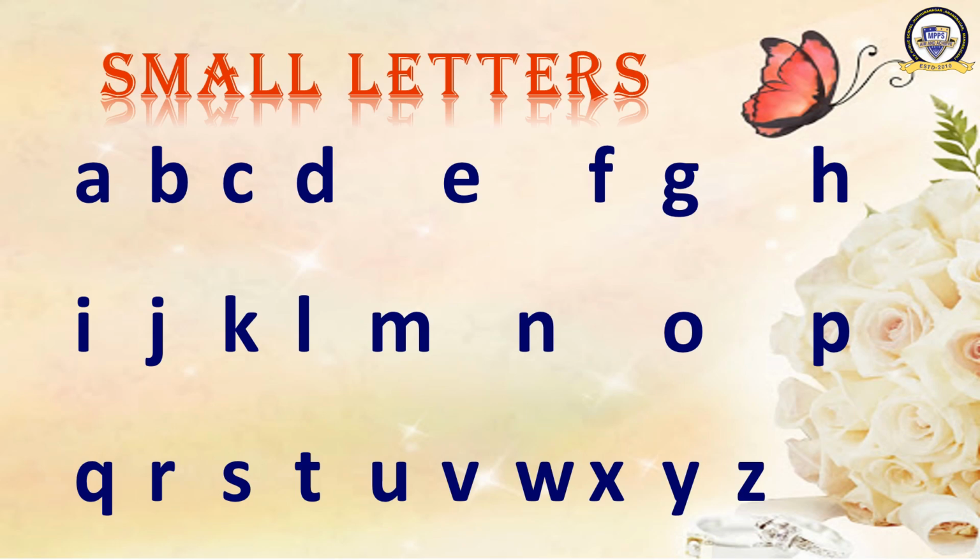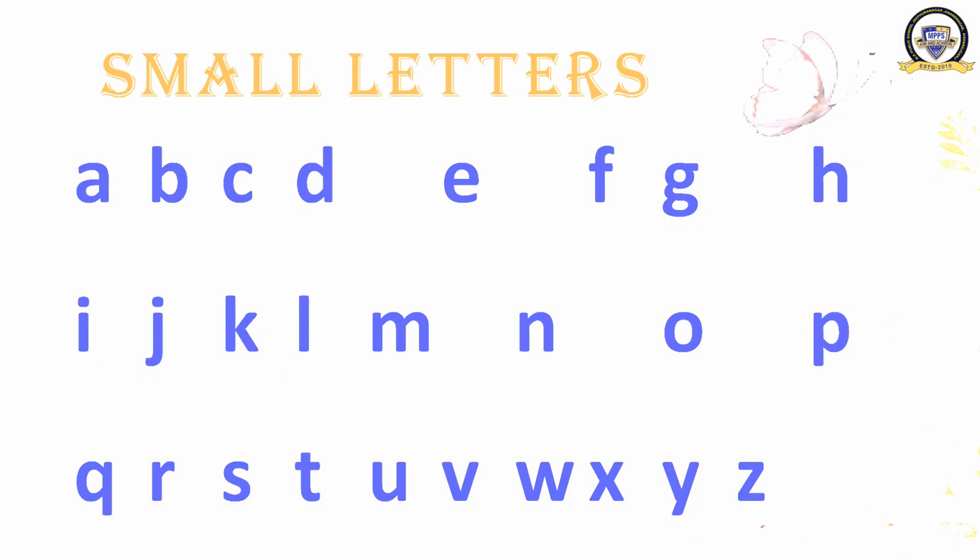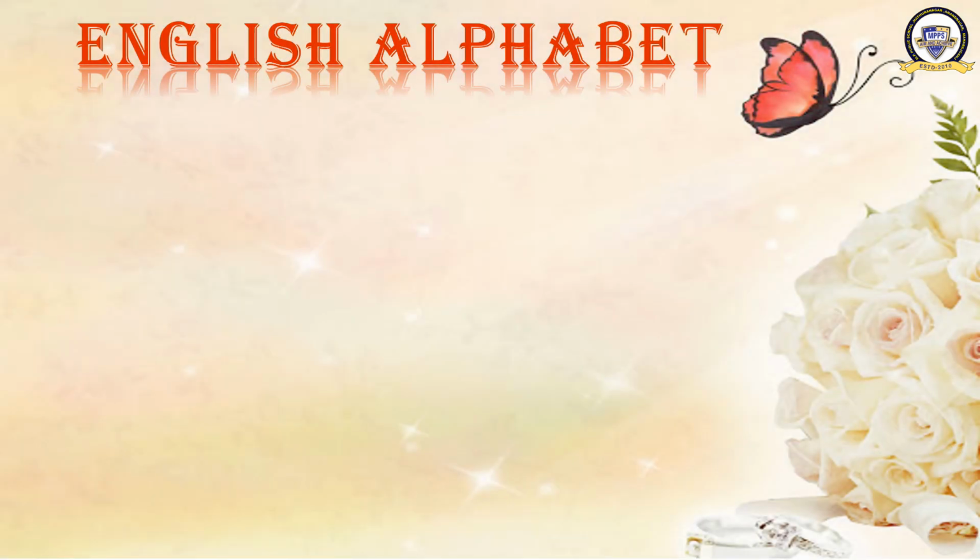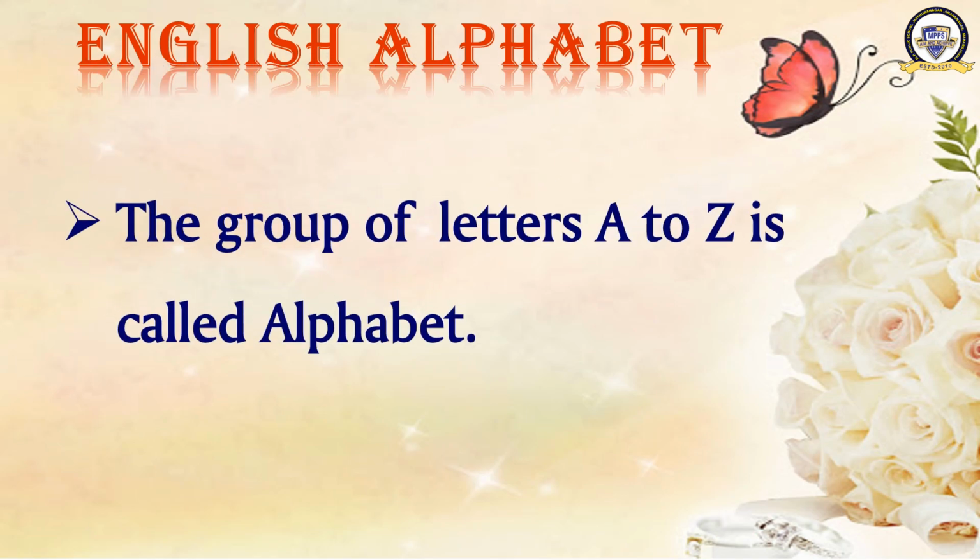Now we are moving to English alphabet. We will learn English alphabet. What is English alphabet? The group of letters A to Z is called alphabet. What is alphabet? Those letters A to Z, A, B, C, D, E, F, G, H, like this up to Z. That is called alphabet. Can you tell me what is alphabet? Okay, tell me. The group of letters A to Z is called alphabet.